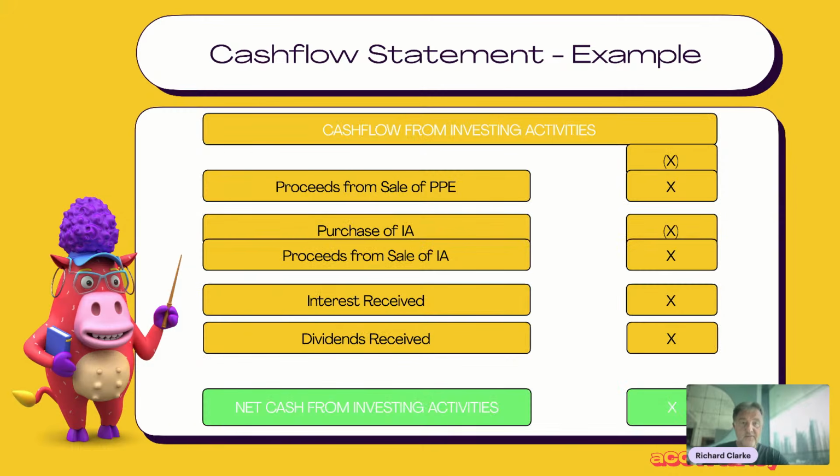Okay, so there's the cash flow from investing activities. That first heading for some reason hasn't come out, but anyway, that was purchase of PPE. So we're looking for any of these. And just a reminder, interest received, dividends received, investing activities. Interest paid, dividends paid, financing activities.